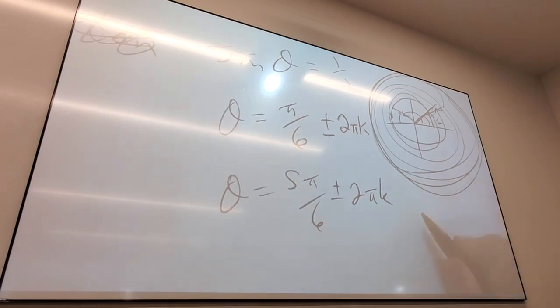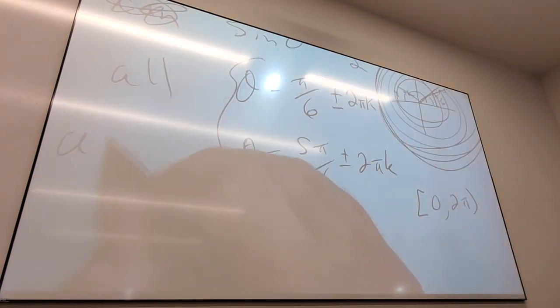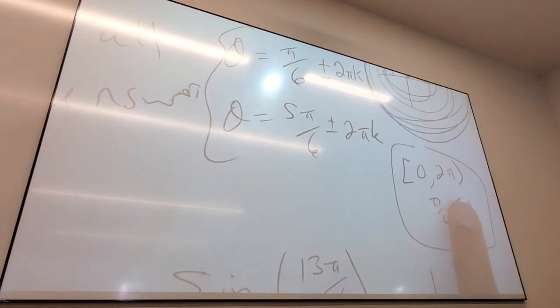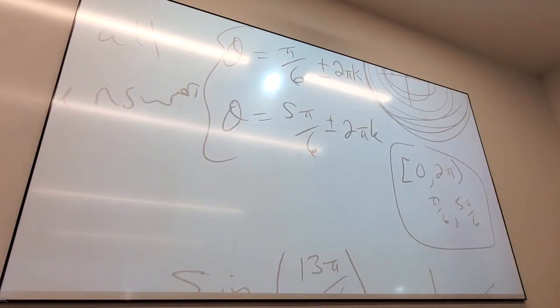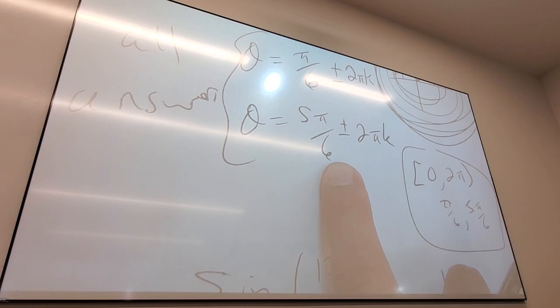And if I only want answers from 0 to 2 pi, then that would just be what? So these are all the answers in one rotation. This would just be pi over 6 and 5 pi over 6. So the answers in 0 to 2 pi, I sometimes call them the base answers, because then I can build all the other possible answers off of those. Okay.